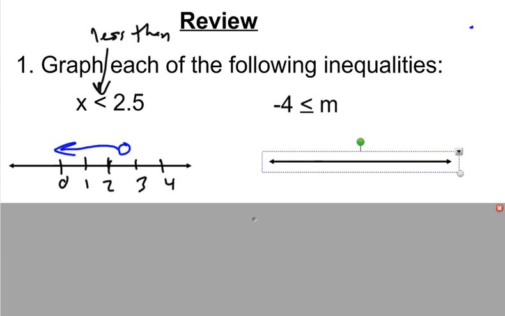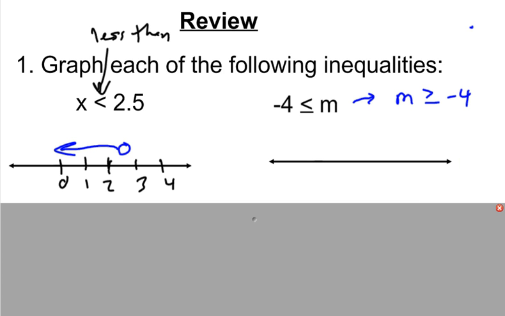And the second inequality is a little bit different because the variable is behind it. It's on the other side. So this negative 4 is less than or equal to m. First of all, we're going to rearrange it so that the m is in front. Always rearrange it with the variable in front. So m is in front, negative 4 is in back, and you switch the whole sign around too, so it's greater than or equal to.